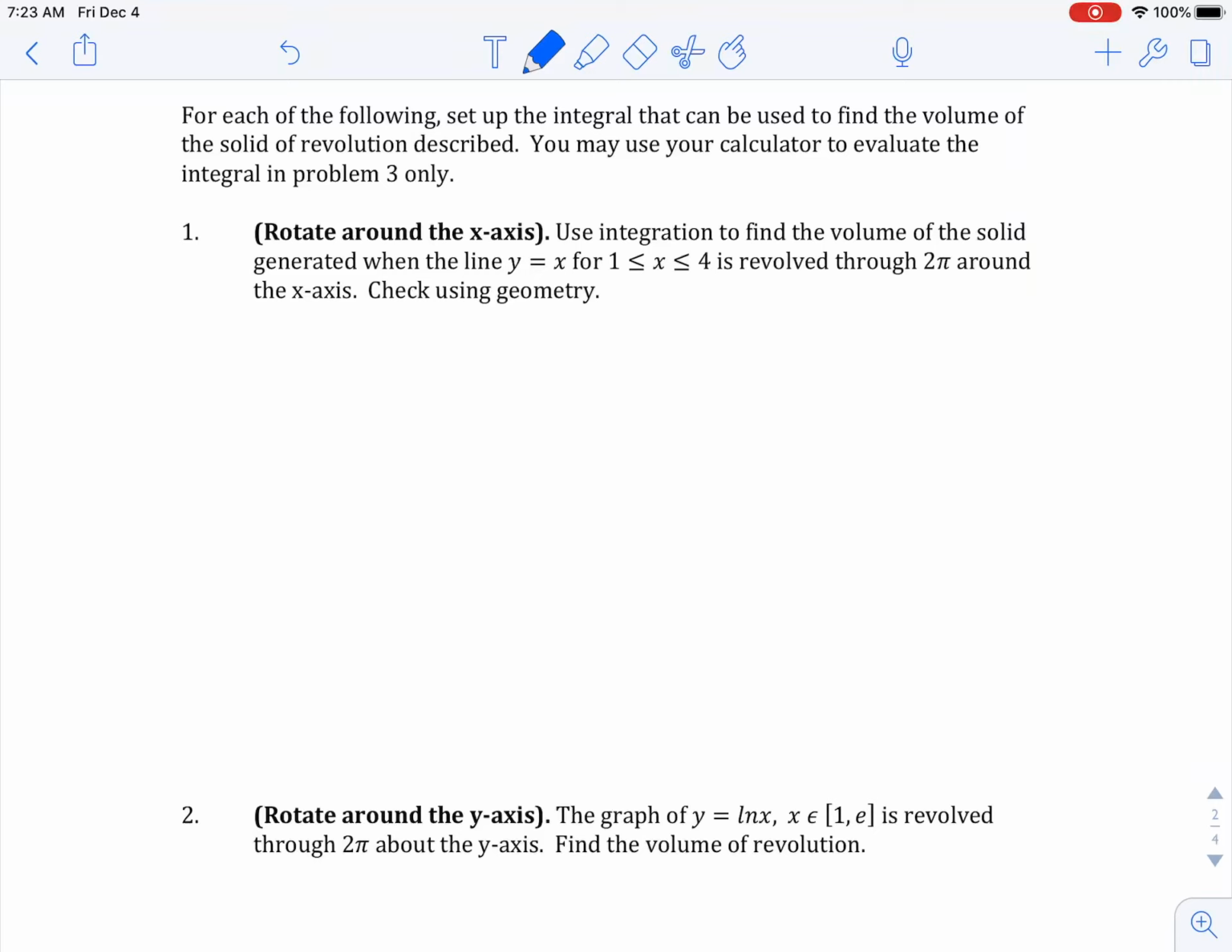This is video 2 of our lesson on finding geometric volume of solids of revolution or solids of rotation. So we're just going to do example 1 in this one. Notice in this one it says, for each of the following, set up the integral that can be used to find the volume of the solid of revolution described. And then this says you may use your calculator to evaluate the integral in problem 3 only.